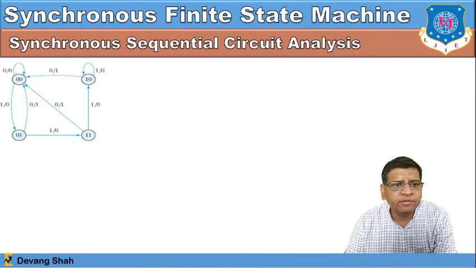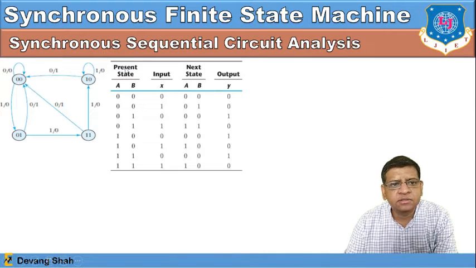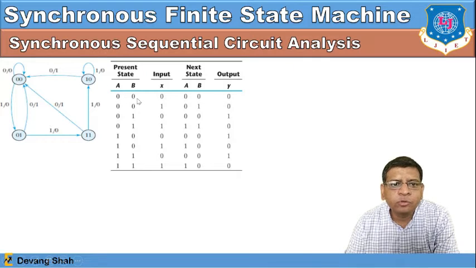So based on this table, you can see the present state is a and b equal to 0 0, the input is x, the next state is 0 0, and then the output y. The state flow diagram shows the states 0 0, 0 1, 1 0 and 1 1. From the present state 0 0, where the input is 0 and the output is 0, the next state would be 0 0.